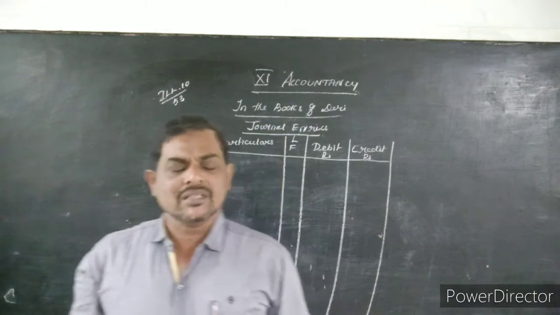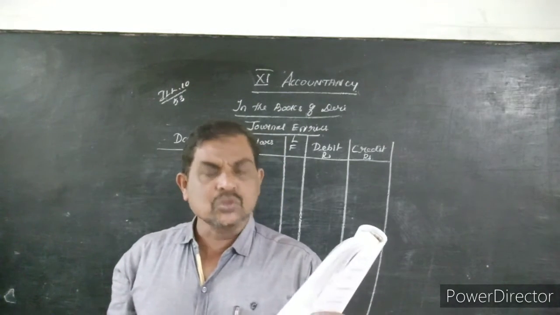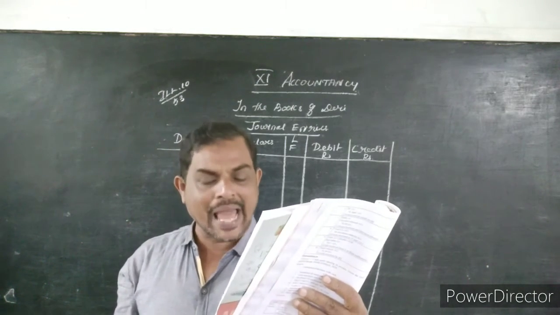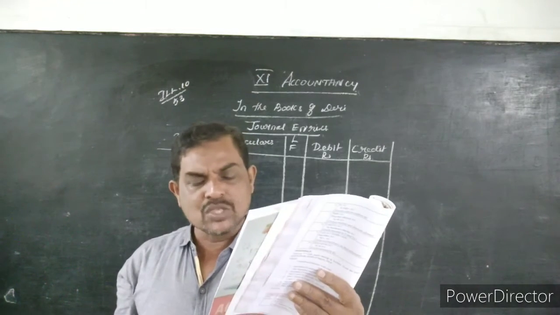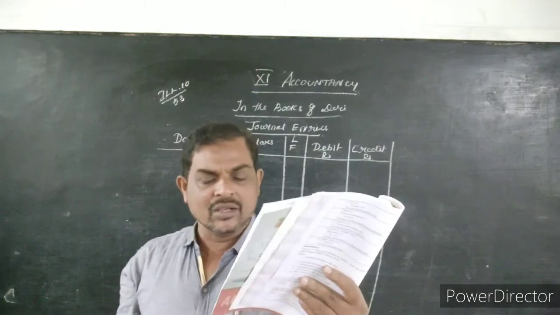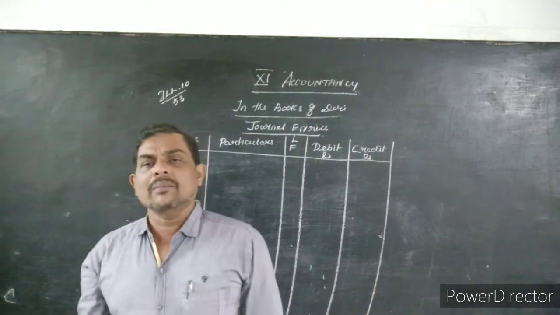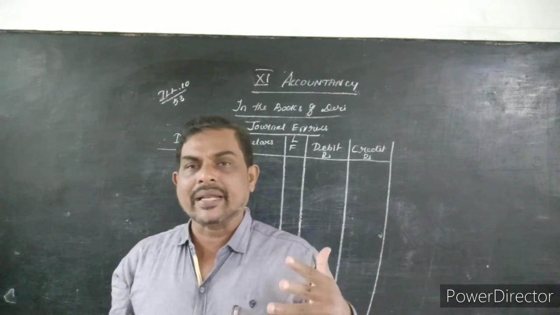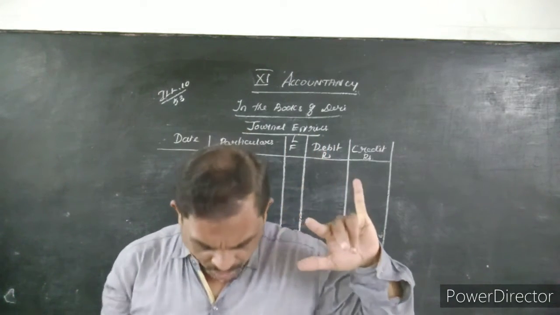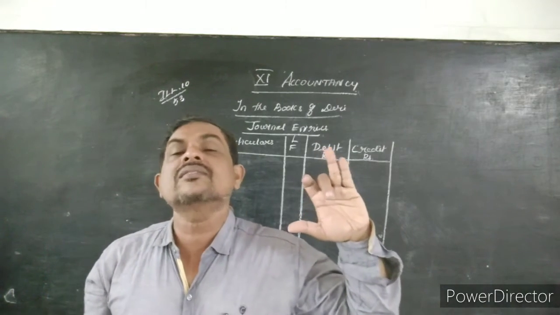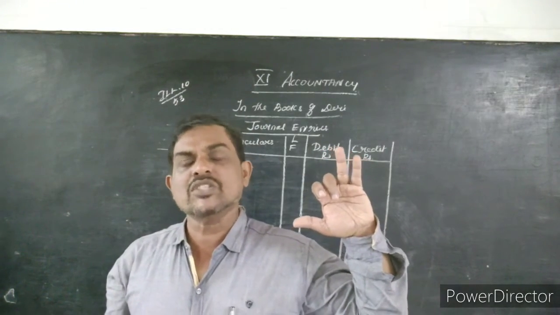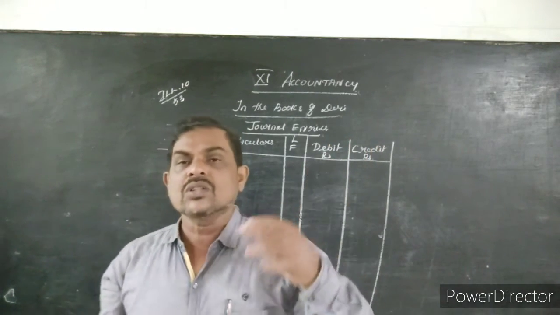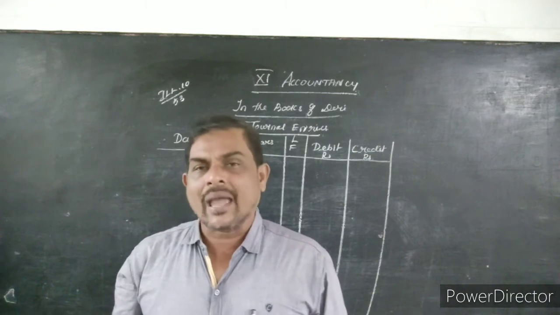I'll read the transaction. First transaction is 2018 January 1. Commenced business with cash rupees 1 lakh, with goods rupees 2 lakhs, with building rupees 5 lakhs. Usually a businessman will contribute only cash, but in this sum he contributed three items as capital. One is cash, rupees 1 lakh. Goods is nothing but stock, rupees 2 lakhs, and building he contributed as 5 lakhs.